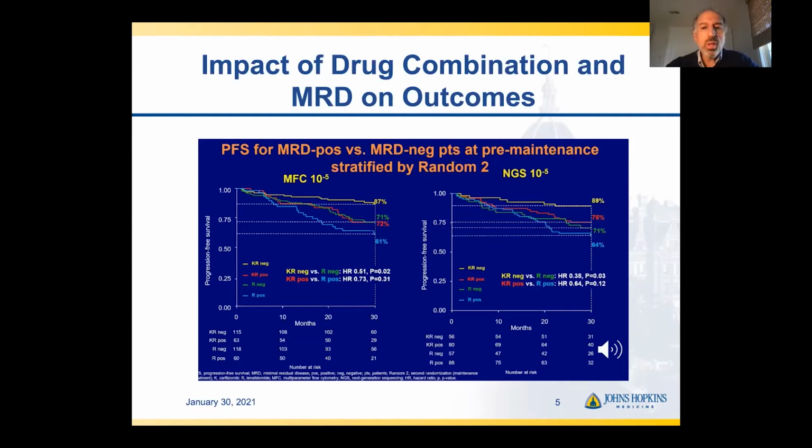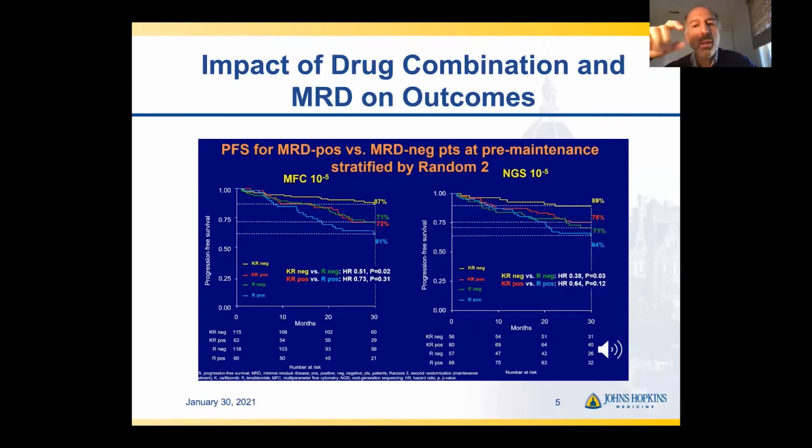But the other important thing here is that the MRD negativity achieved with a doublet appeared to be better than the MRD negativity achieved with Revlimid alone. So specifically on the left, if you look at the yellow versus the green curves, and similarly on the right, when you look at the yellow compared to the green curves, you can see that there's a considerable difference and discrepancy between patients that have theoretically achieved that 10 to the minus 5 negativity. And yet with a single agent, they don't do as well.